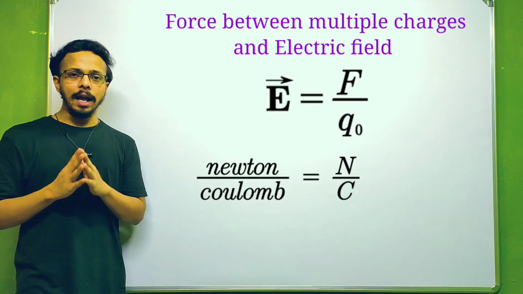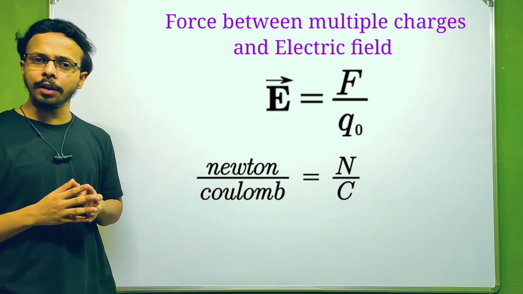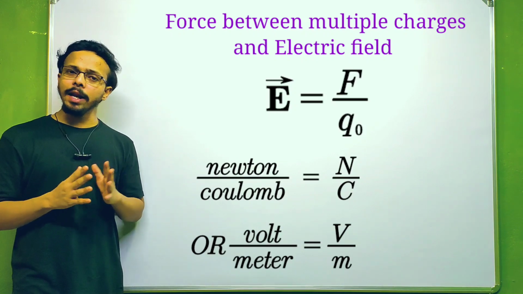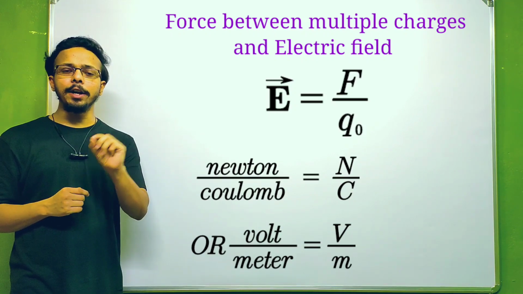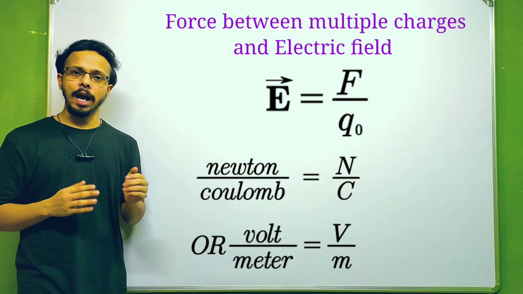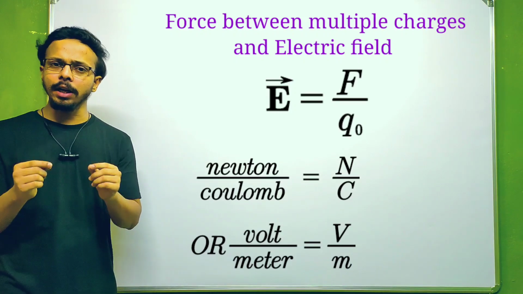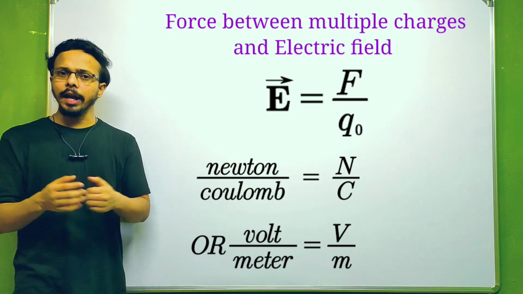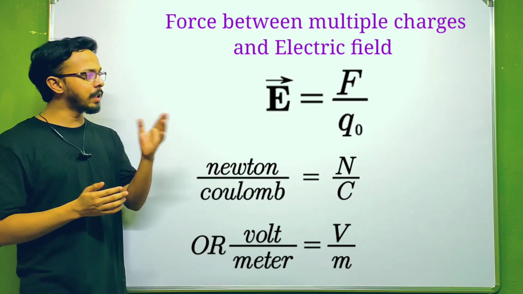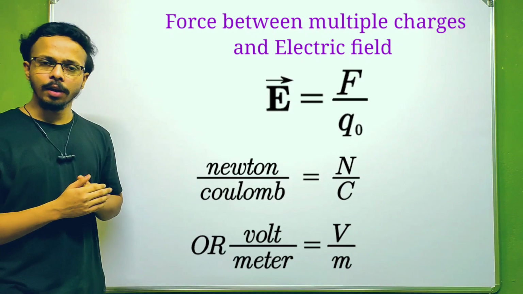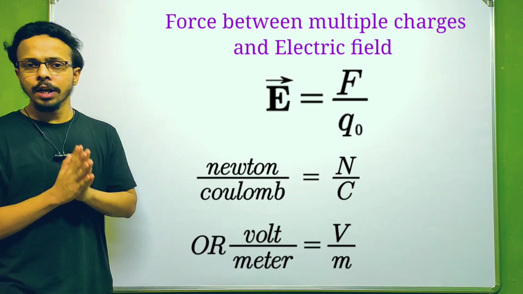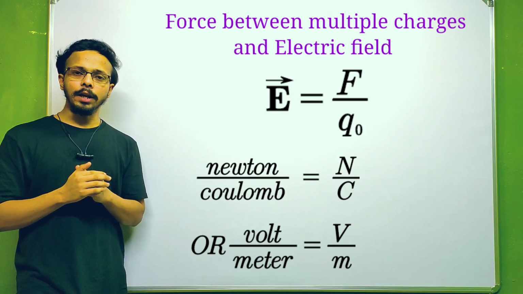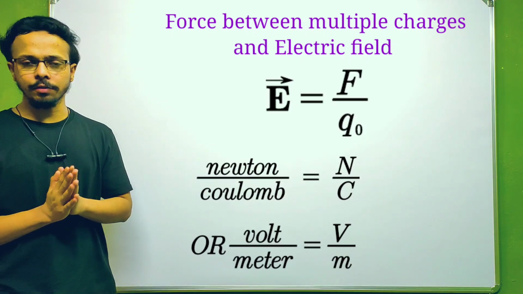There is one more unit of electric field, that is volt per meter. Why like this? Because you can define electric field in a different way as potential per unit length, which means potential applied per length is again a measurement of electric field. We will see regarding this in our next chapter. So the SI unit of electric field is Newton per Coulomb or volt per meter. This we discussed in our last videos.